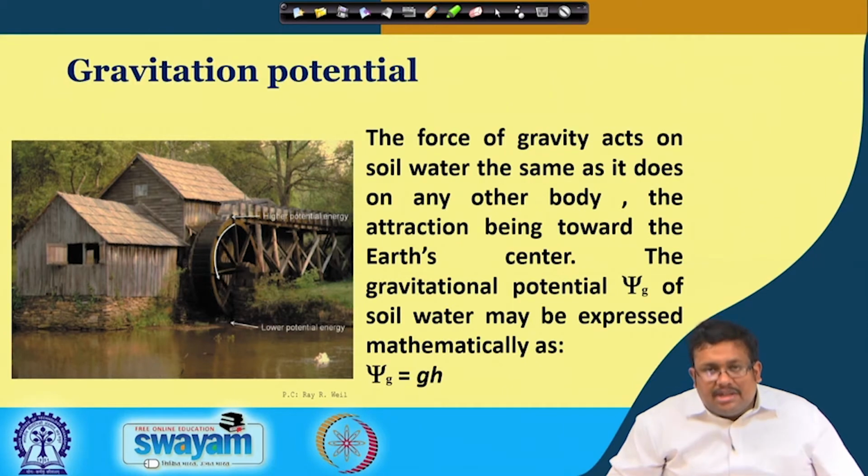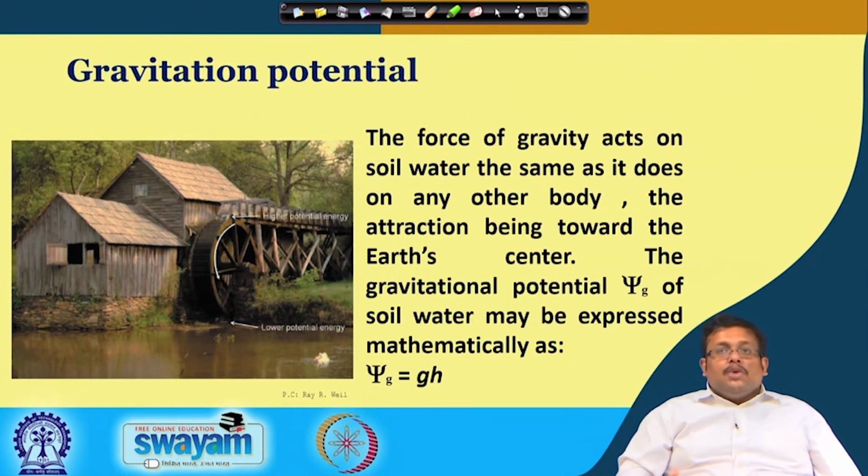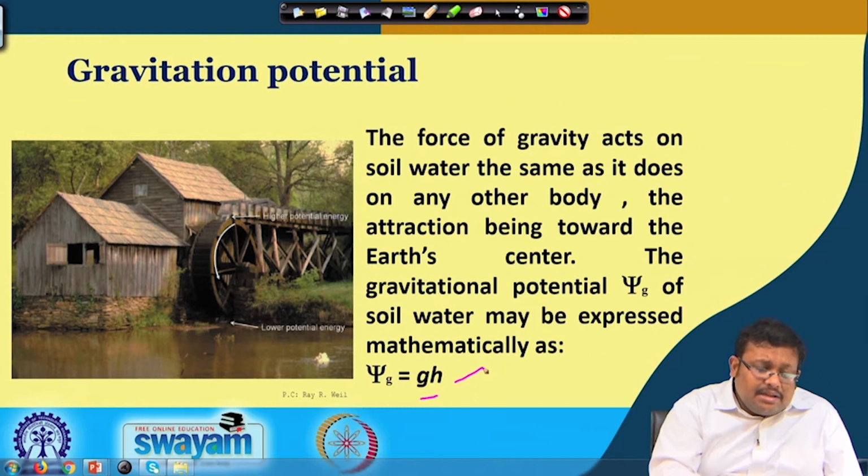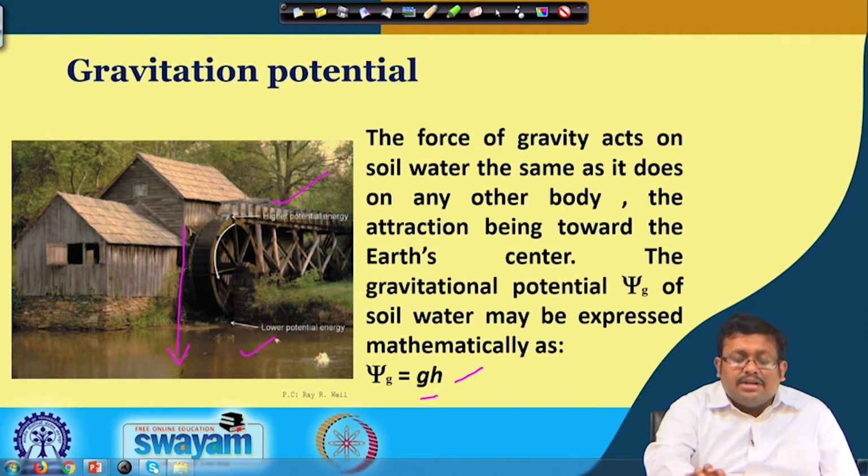Let us start with the gravitational potential. When the force of gravity acts on soil water, it acts the same as it does on any other body, with the attraction being towards the earth's center, and the gravitational potential, psi g, of soil water may be expressed mathematically as psi g equal to g multiplied by h, where g is the gravitational acceleration and h is the height. You can see this is the water wheel, and obviously, the water will always try to move from the higher position to the lower position due to gravitational attraction. The water at this height will have higher potential energy than the water here with lower potential energy. So, water will always try to move from higher elevation to lower elevation, and this is called gravitational potential.